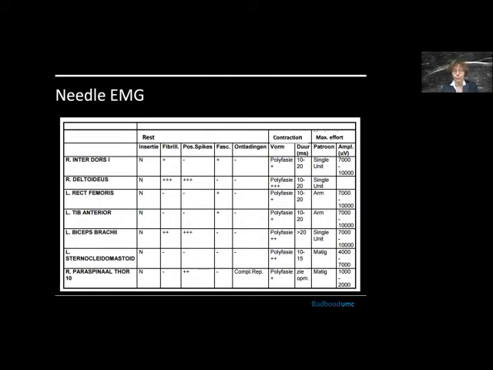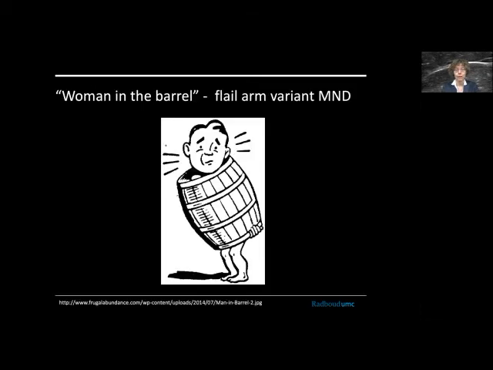If this is the needle EMG, I'm sorry about some of the Dutch words that are still in here, but I think you can appreciate that there were fibrillations and positive spikes in several of these muscles in several regions. She had fasciculations in a number of muscles, and it was a very neurogenic recruitment pattern. So this confirmed our clinical suspicion. And this lady is, we think, a flail arm variant of motor neuron disease, or we would call that a woman in the barrel. I think that the formal term is man in the barrel, but she obviously isn't so.